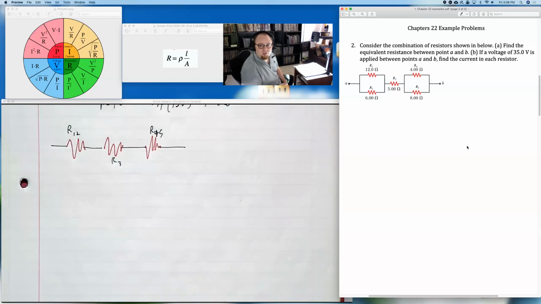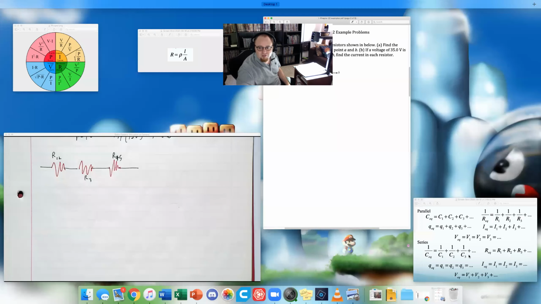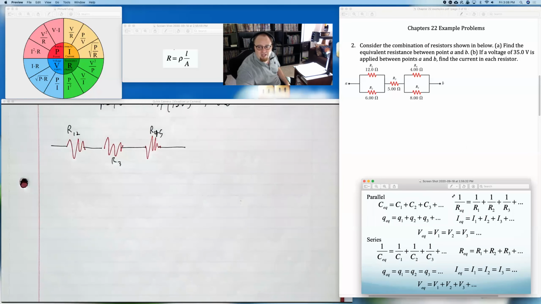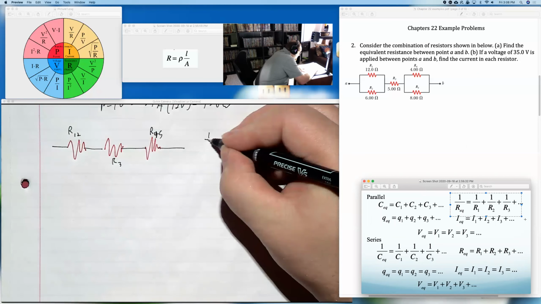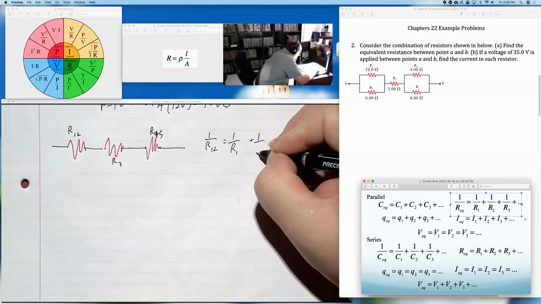Resistor 1,2 is just the equivalent resistor of resistor 1 and resistor 2. Resistor 4,5 is the equivalent resistor between resistor 4 and resistor 5. Now, those resistors are in parallel. And in parallel, resistors follow the inverse rule, meaning 1 over R12 equals 1 over R1 plus 1 over R2.